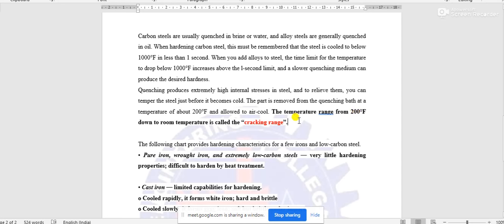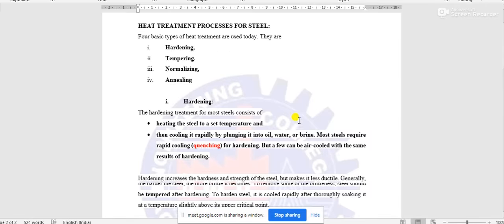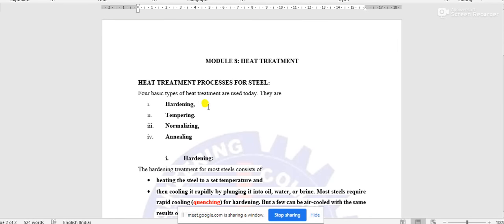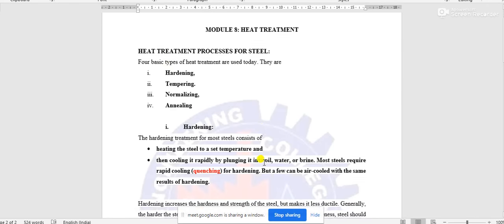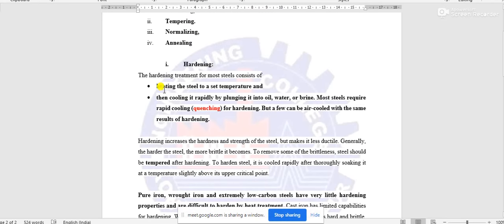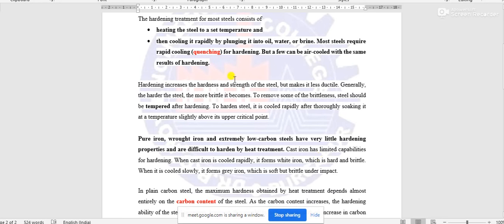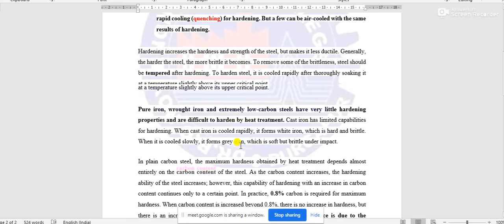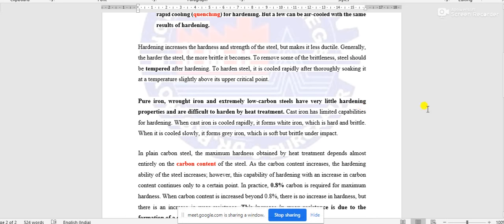That is all about the hardening process by heat treatment. This is the first process of hardening, the hardening process of heat treatment. These are the two stages of hardening. This is the effect of hardening on steel, and obviously which types of carbon or steel may be hardened by heat treatment is described here.